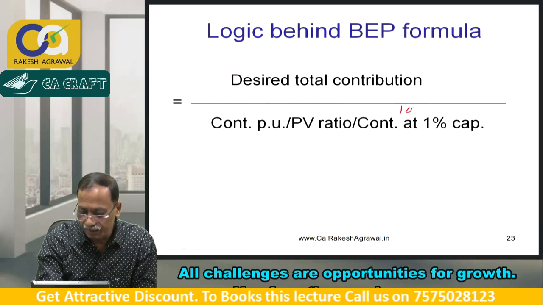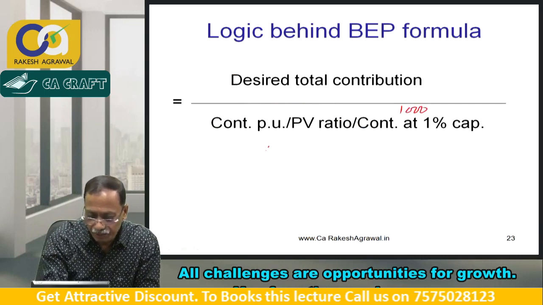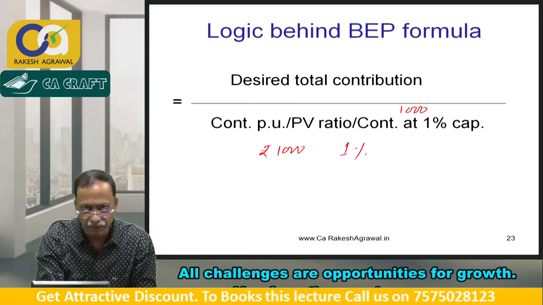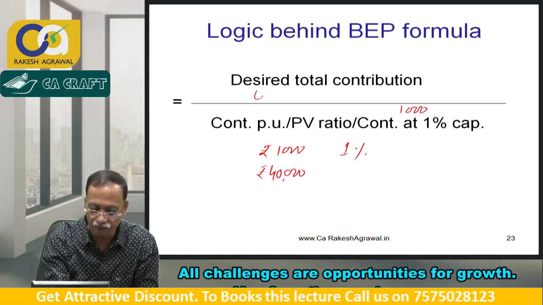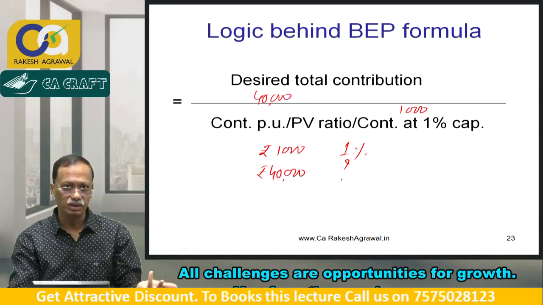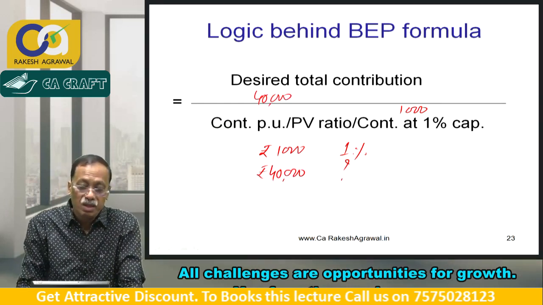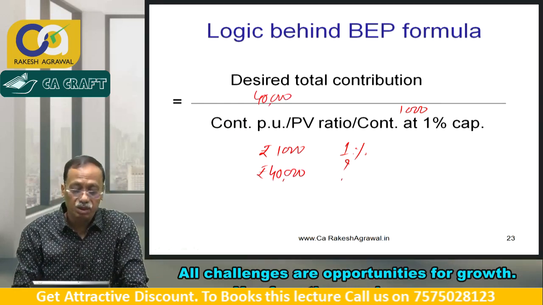Contribution at 1% capacity is 1000 rupees. It means to earn 1000 rupees, you have to use 1% of your plant capacity. Then to earn 40,000 rupees, 40,000 is your desired contribution. How much plant capacity you have to use? That is 40,000 divided by 1000. So that is how we get the formulas of break-even point.